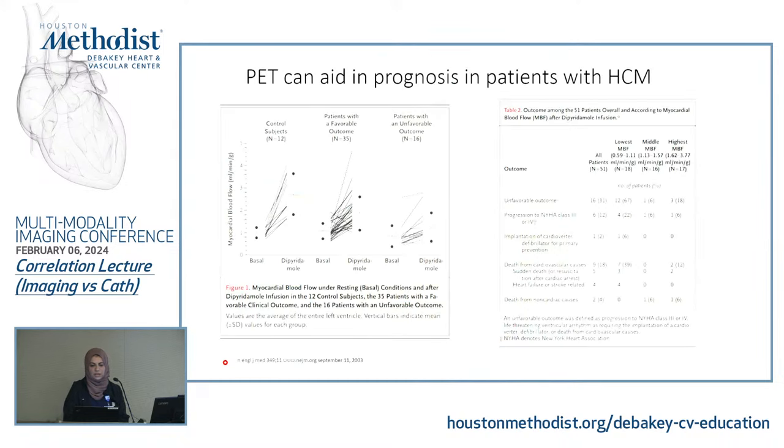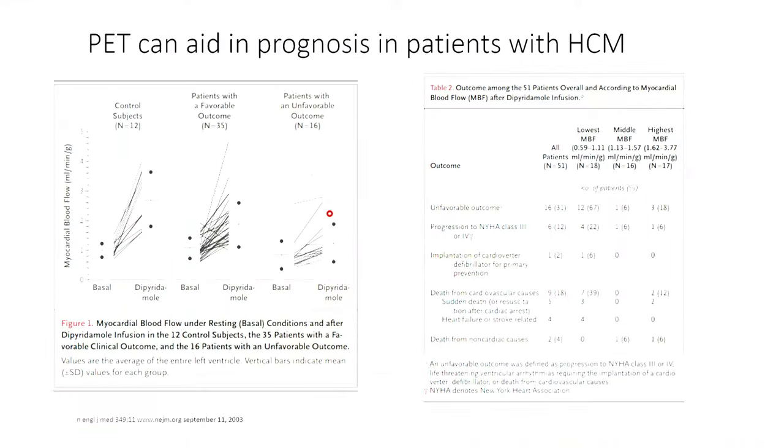And this was a paper that was published in the NEJM, I think, in 2003, and it just shows that PET is not very helpful in diagnosis. I will say this case is a good highlight of that. However, it could have some prognostic implications. Patients who had decreased flows were the patients who had the most unfavorable outcomes, which included progression to significant symptomatic heart failure, stage 3-4, implantation of ICDs, sudden cardiac death, et cetera.